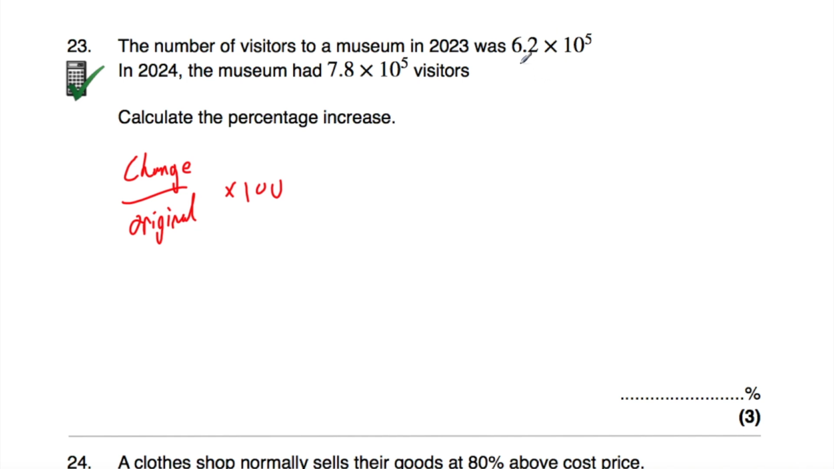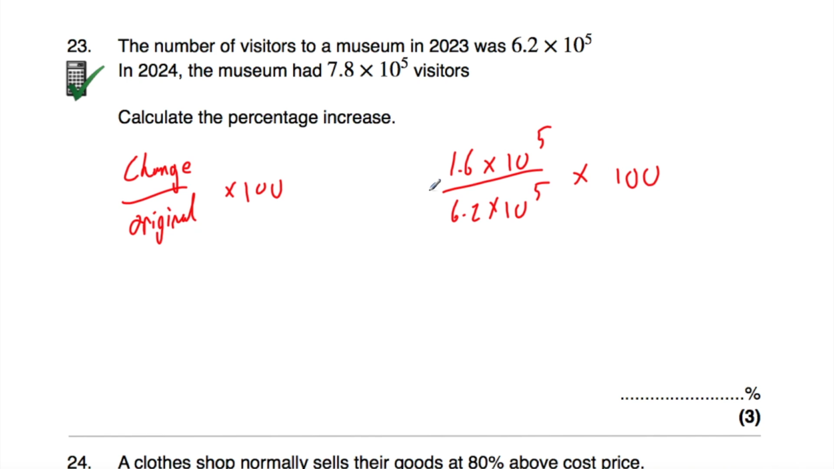Just use my calculator to do that. And that gives me 160,000. So the change is 160,000, or in standard form it would be 1.6 times 10 to the power 5. If you take those away, you get 1.6 times 10 to the power 5. Or you could write 160,000. So that's the change divided by the original. So what was it? It was 6.2 times 10 to the power 5. And then times by 100, because we want to work out the percentage change.